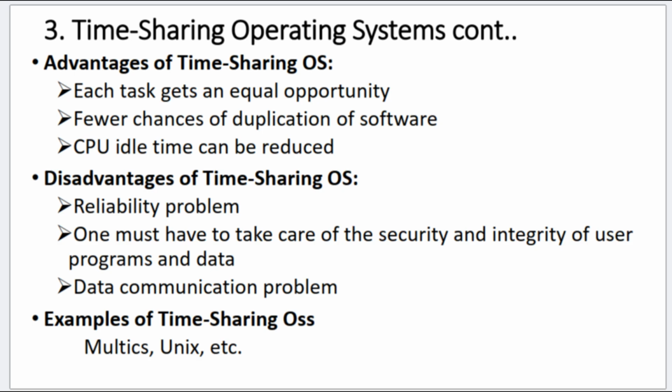Advantages of time-sharing OS: each task gets an equal opportunity, fewer chances of duplication of software, CPU idle time can be reduced. Disadvantages of time-sharing OS: reliability problem, one must take care of the security and integrity of user programs and data, and a communication problem. Examples of time-sharing OS: Multics, Unix, etc.